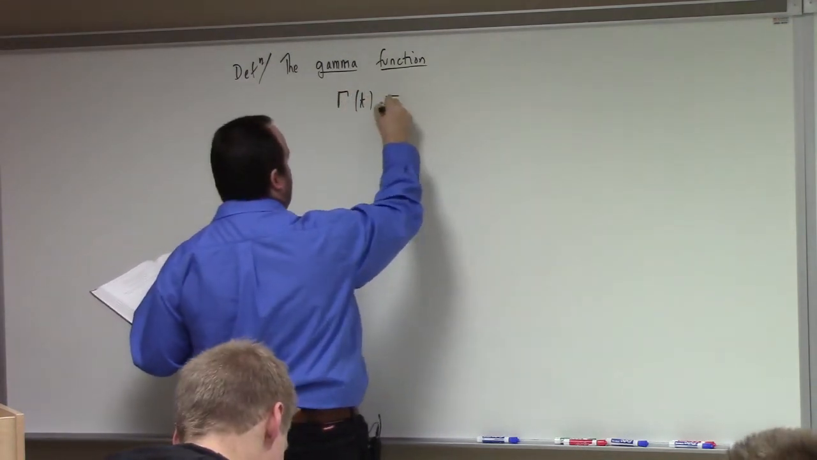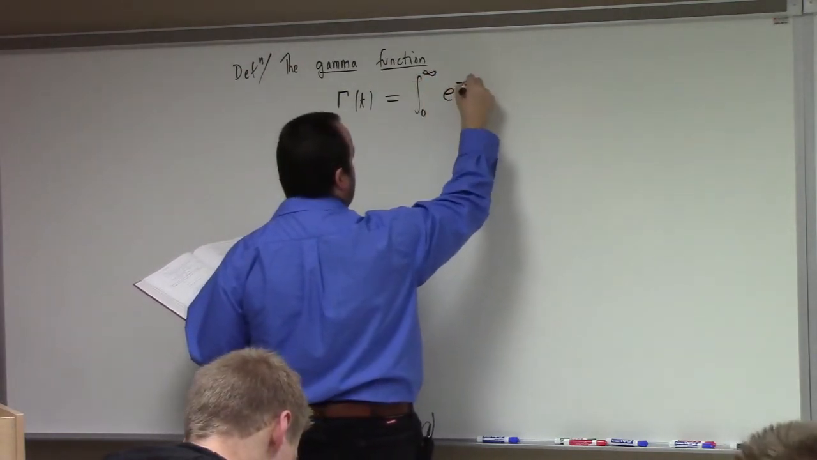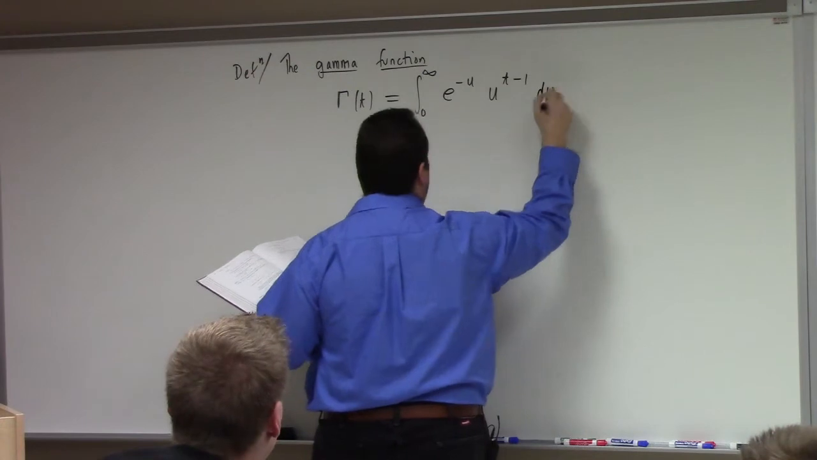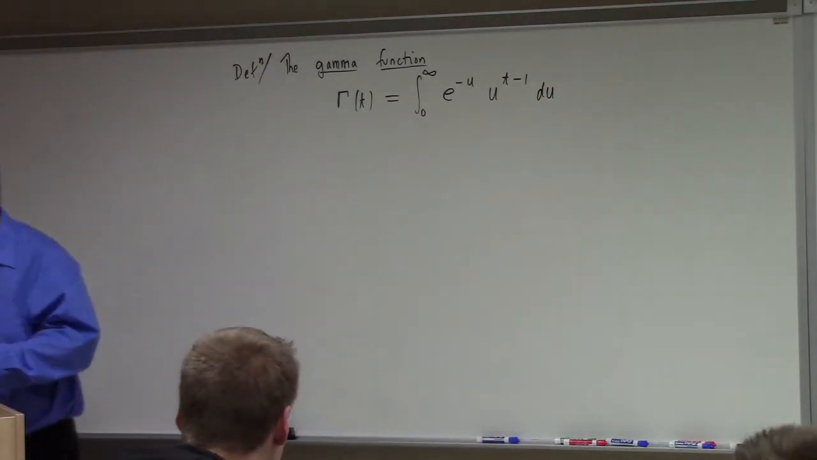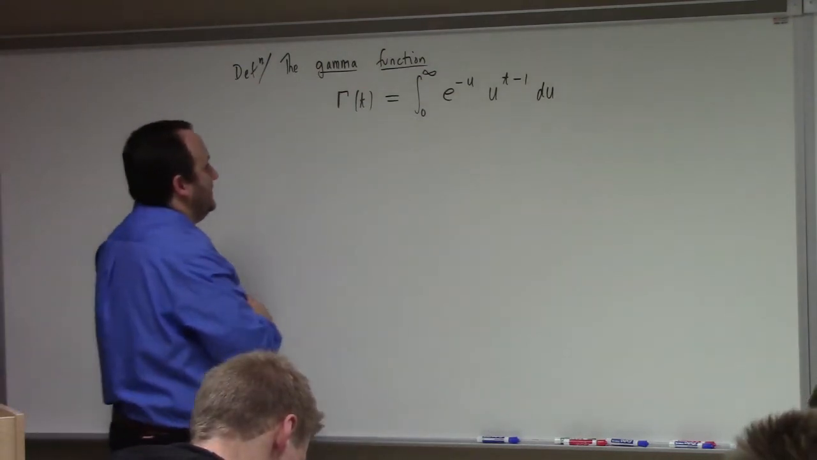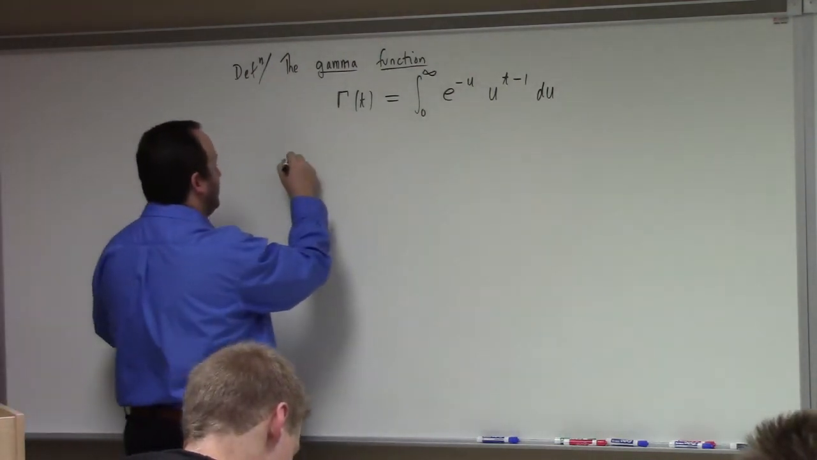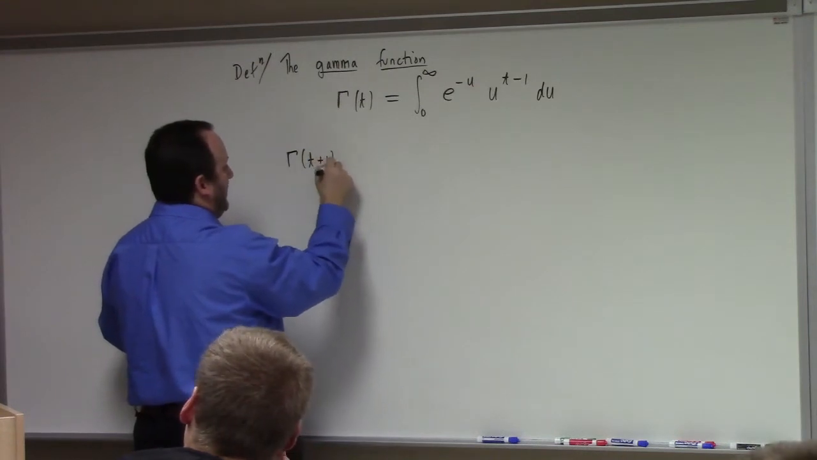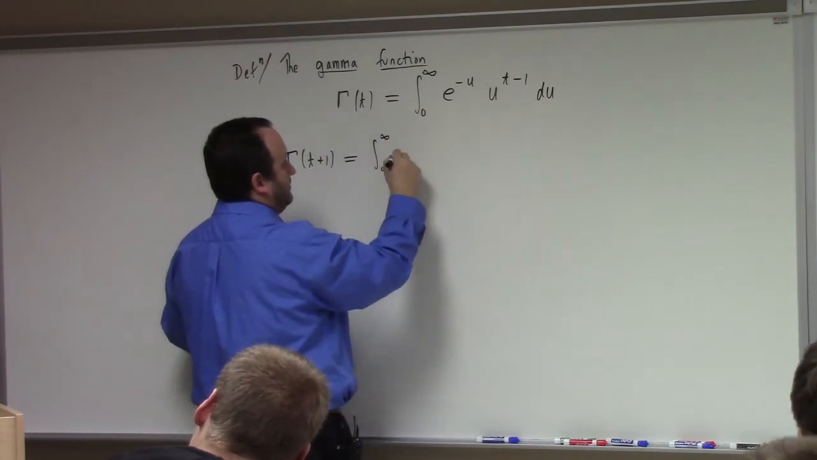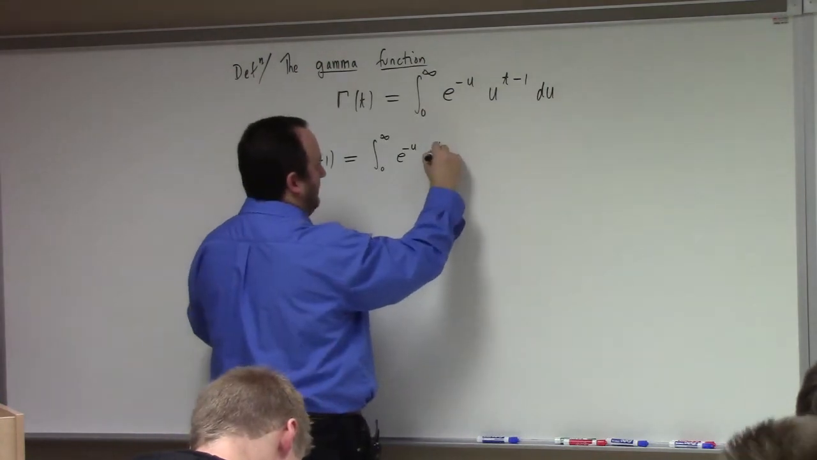And here it is. Gamma of t is, by definition, the integral from 0 to infinity of e to the minus u, u to the t minus 1 du. It's a very, very interesting integral. If you integrate by parts on this, we'll find something. But it's helpful if I look at gamma of t plus 1 and integrate by parts on that instead. What would gamma of t plus 1 equal? U to the t, right?